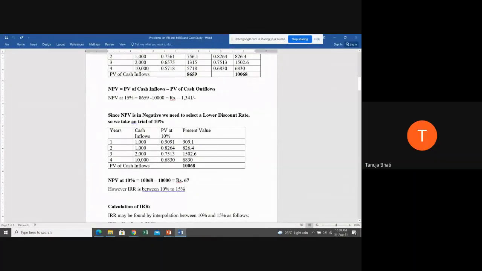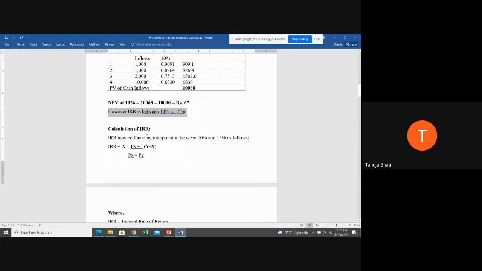So now we know we have got positive 67, and here at 15% we had got negative 1341. So we know zero is lying between a positive and a negative number. So to find out where NPV should be zero, we know that the IRR is somewhere between 10% and 15%, because obviously between positive 67 and negative 1341, somewhere zero will come in between. So if we know it is between the two numbers, we can find it out using the formula, which I've already explained. So IRR may be found out by interpolation between 10% and 15% as follows.